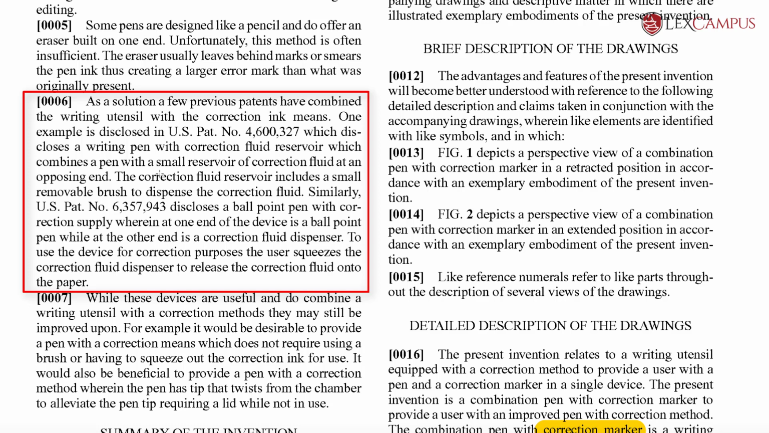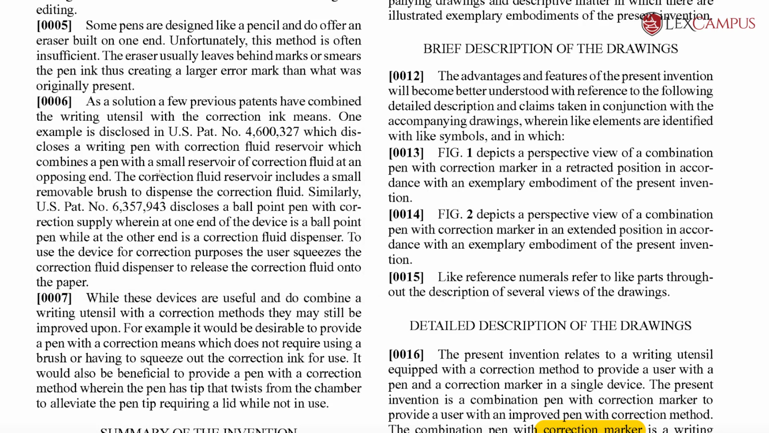To use the device for correction purposes, the user squeezes the correction fluid dispenser to release the correction fluid onto the paper. Now, these are two prior arts which this patent recites, saying that there have been instances of combo pens, but the invention is different. Now they come to that part. This is the solution they are offering. Right now, the problem was that erasers were insufficient and there were existing patents. Now they come to defining their problem.